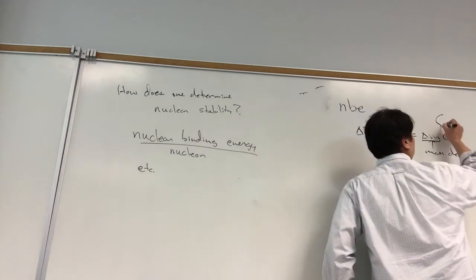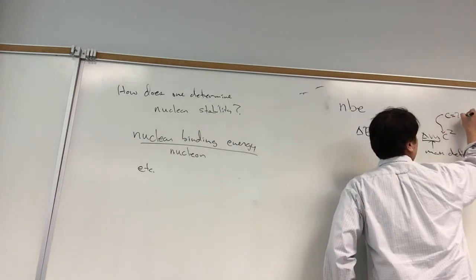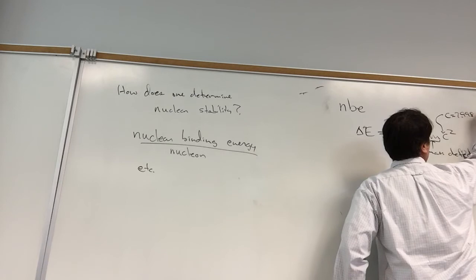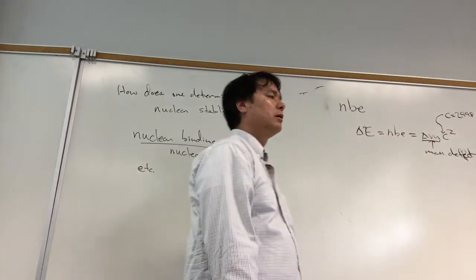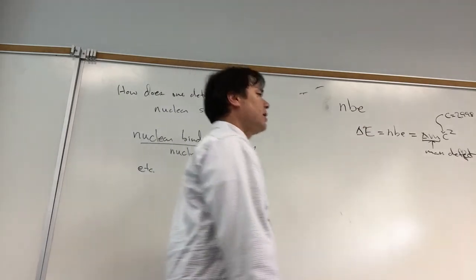So C is the speed of light, which is 2.998 times 10 to the 8 meters per second. And so it's just delta M C squared, and we can calculate it. Now, how do we determine the mass defect?